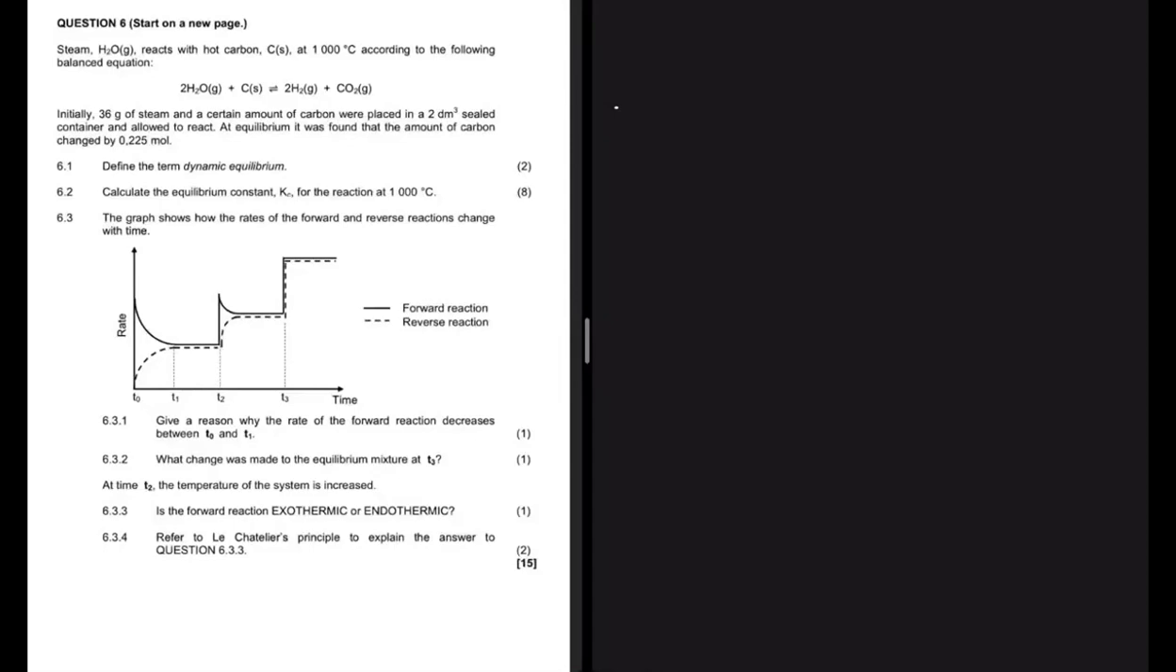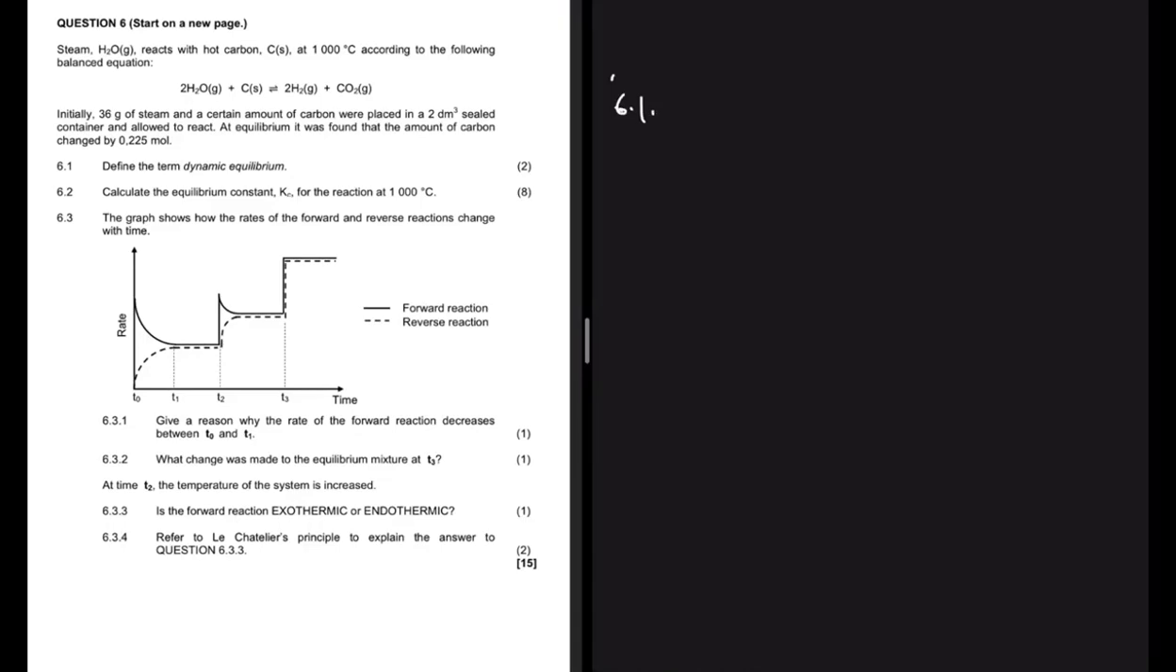Steam H2O reacts with hot carbon at 1000 degrees Celsius according to the following balanced equation. And there we have it. Initially, 36 grams of steam and a certain amount of carbon were placed in a 2 decimeter cube sealed container and allowed to react. At equilibrium, it was found that the amount of carbon changed by 0.2225 moles.